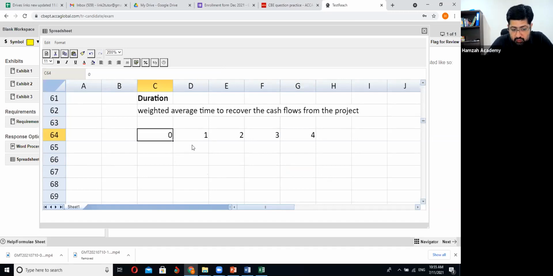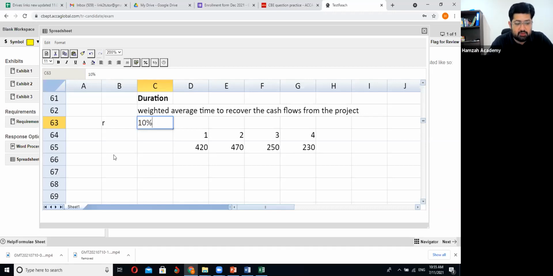What we do, we ignore the investment phase. We start from cash inflows. For example, that is 420, 470, 250, 230. Rate of return is 10%.